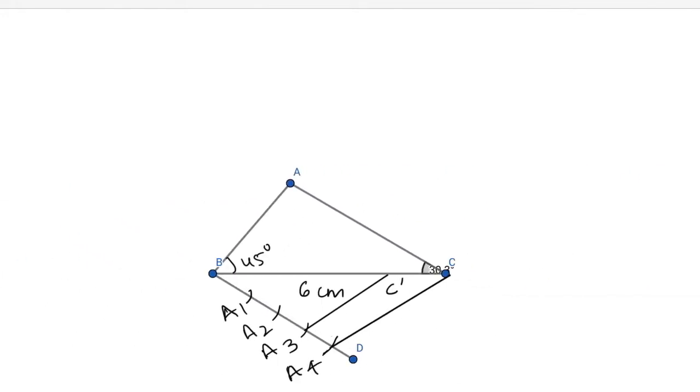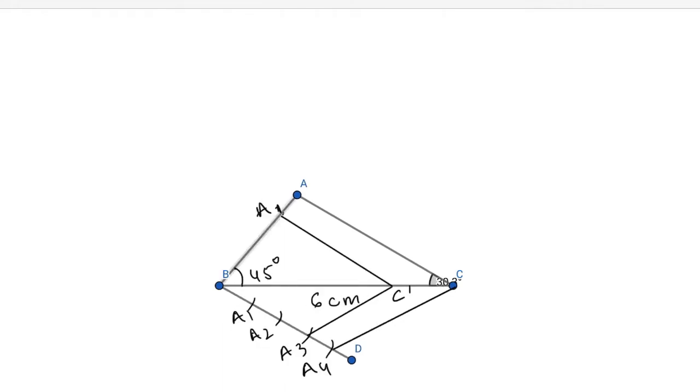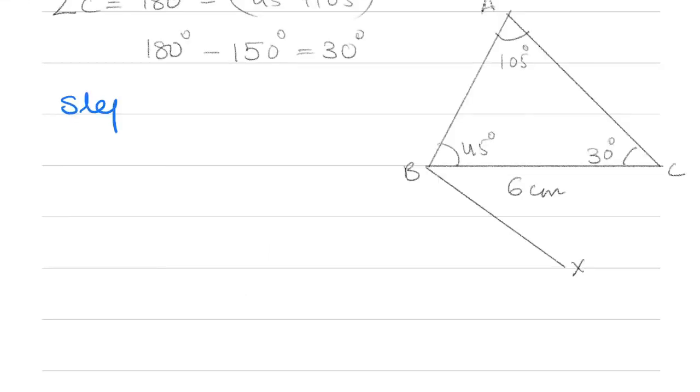Then we'll draw a line parallel to A4C at A3 which intersects BC at C dash. From C dash, we'll draw a line parallel to AC which intersects AB at A dash. So A dash, B and C dash is the required triangle whose sides are 3/4 of the corresponding sides of triangle ABC. Now let's write down the steps of construction.